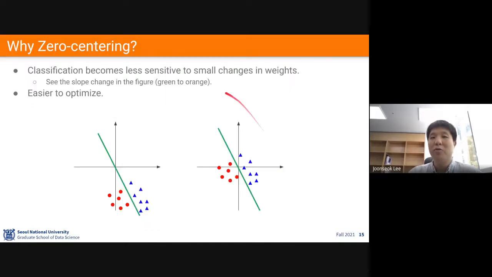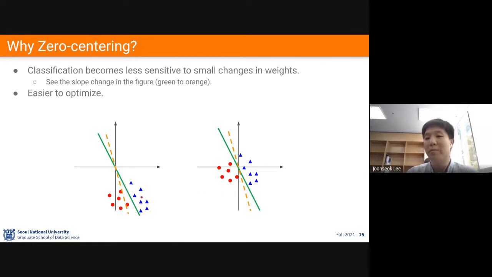So why do we do the zero centering? Here's another practical reason. If you classify these using a zero-centered linear classification model, it actually becomes less sensitive when you zero-center the data. Suppose the data is originally located here. The x1 is always positive and x2 is always negative. When you have a linear classifier like that, if the slope slightly changes from green to orange, you have higher error rates than this one.